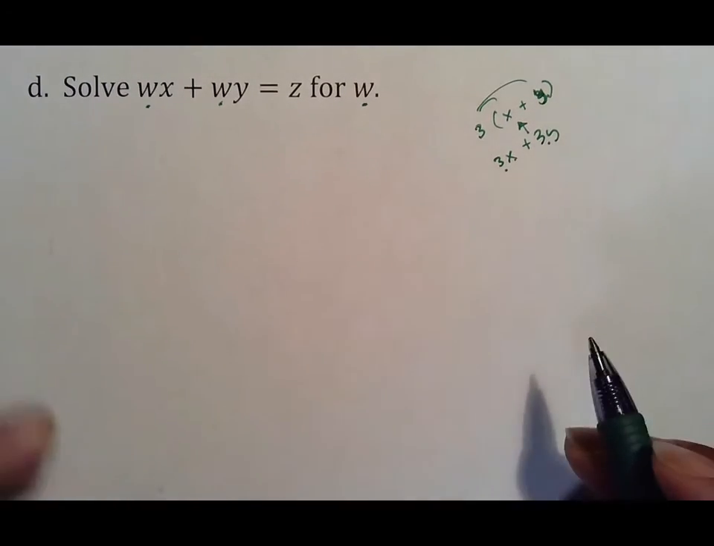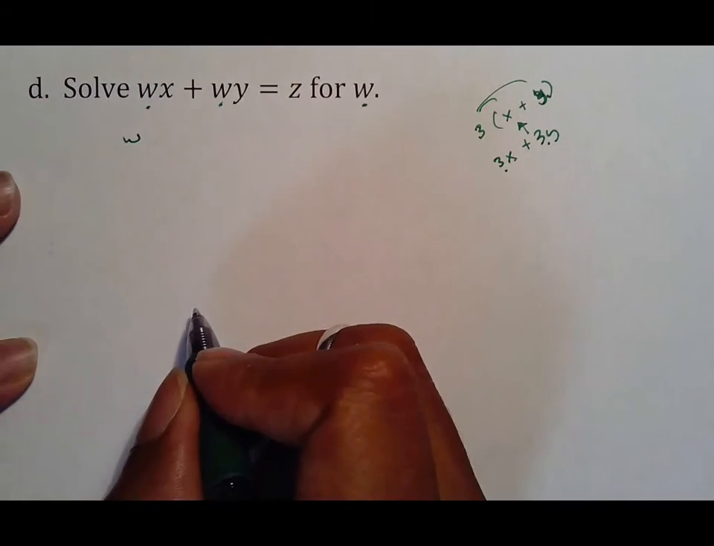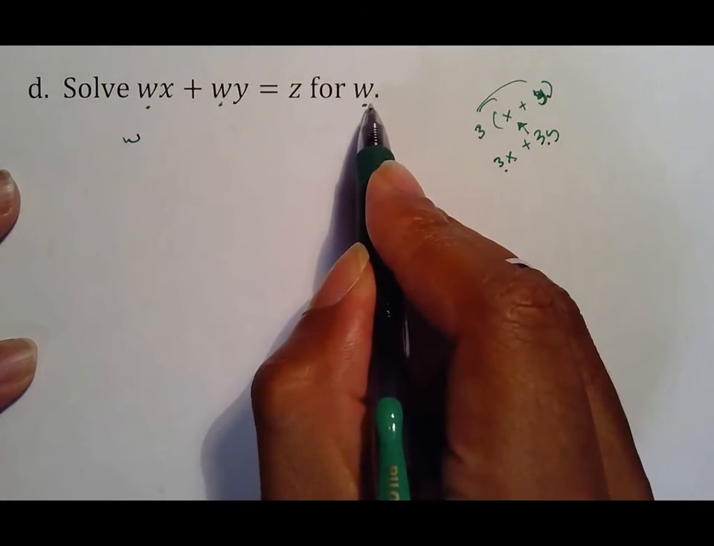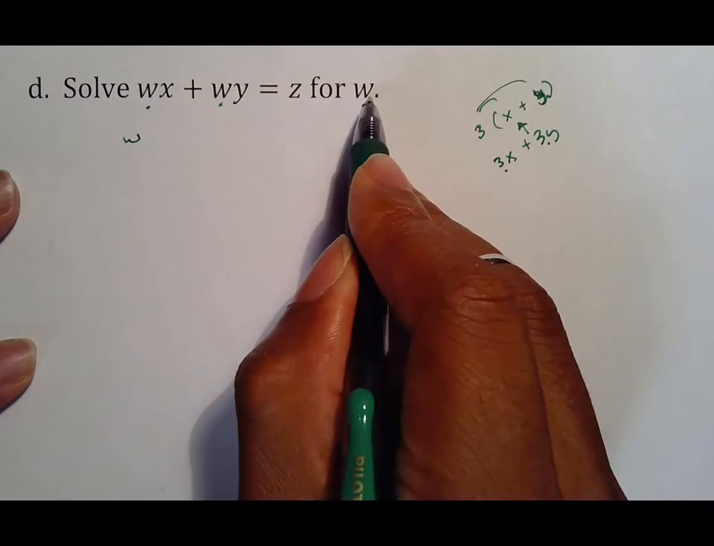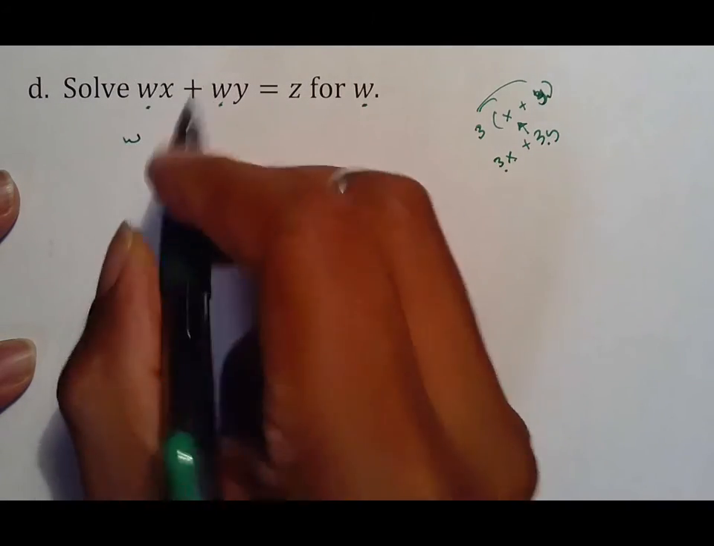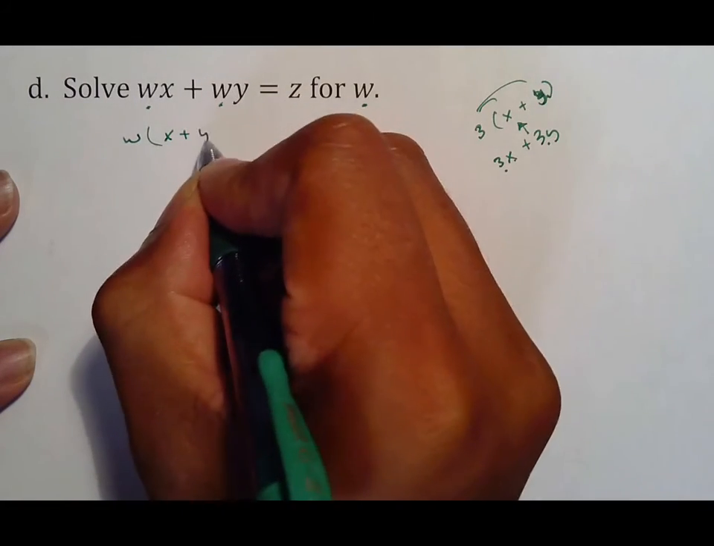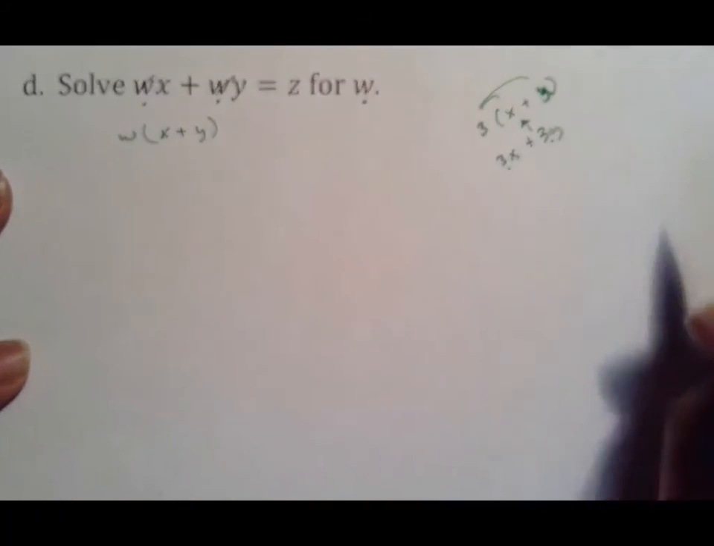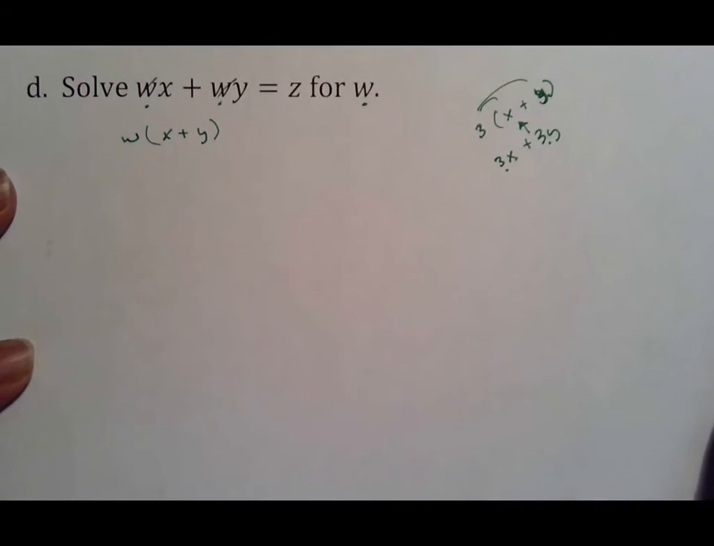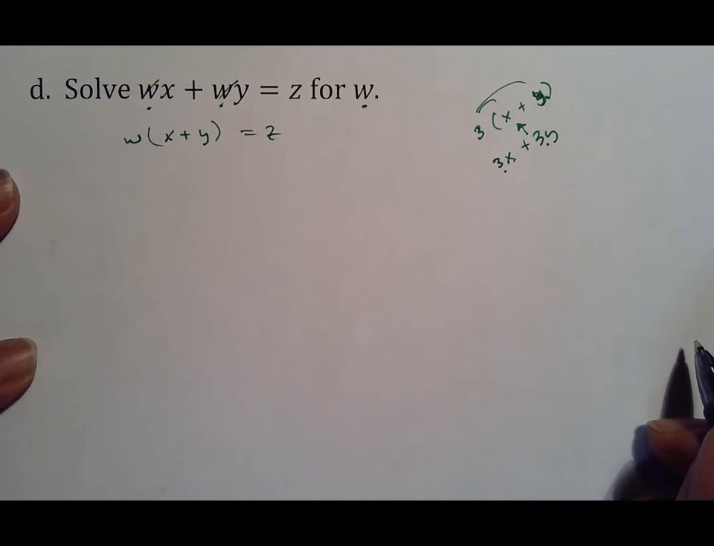So it's factoring here. Since both of these have a w, we're going to pull off a w, and we only do that because we want w alone. If we wanted x alone, we wouldn't have to, but because there are two w's and we want w alone, we're going to pull off the w, open a parentheses, and what's left here is x plus y. Because remember, if I pull off w, those go away. Equals z.